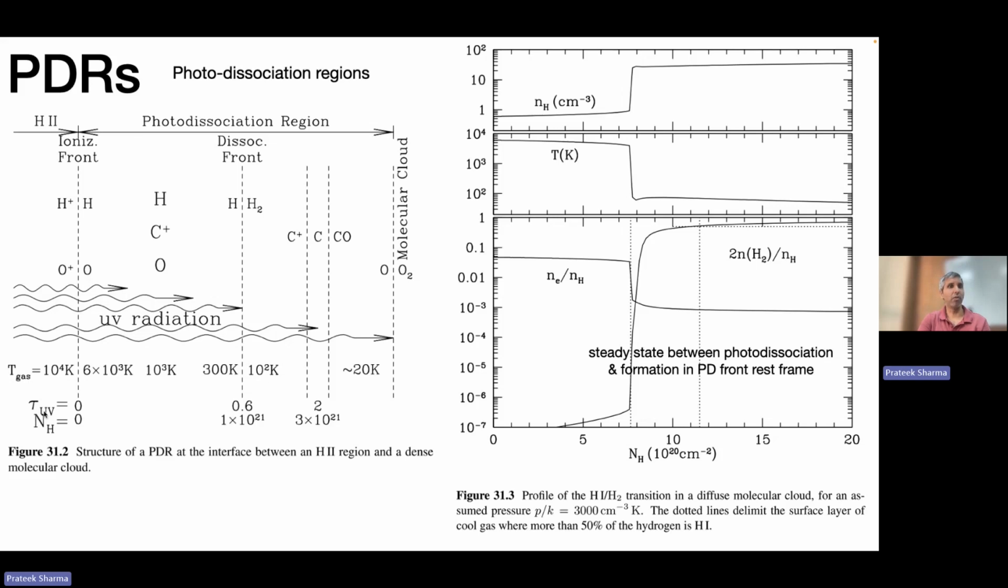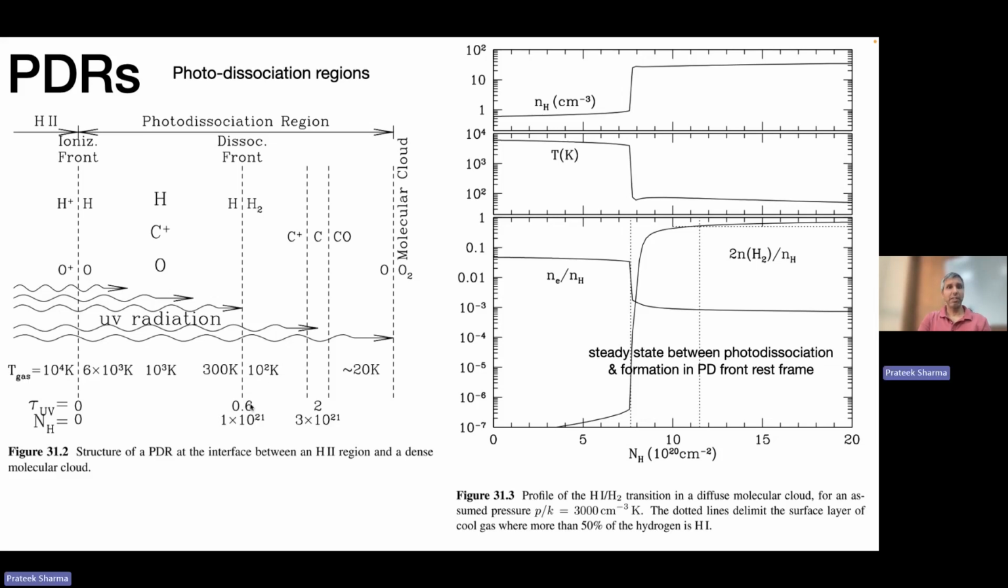This shows τ, optical depth. This is in UV, in basically this Lyman-Werner band. So here it's sort of zero. All the Lyman-Werner photons from here can easily come out.